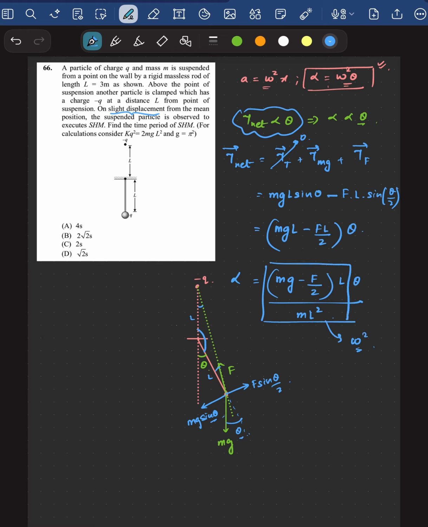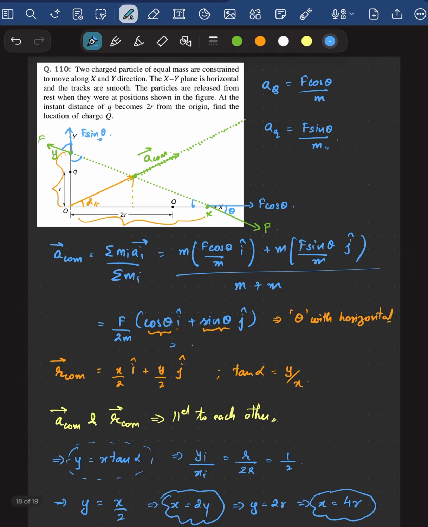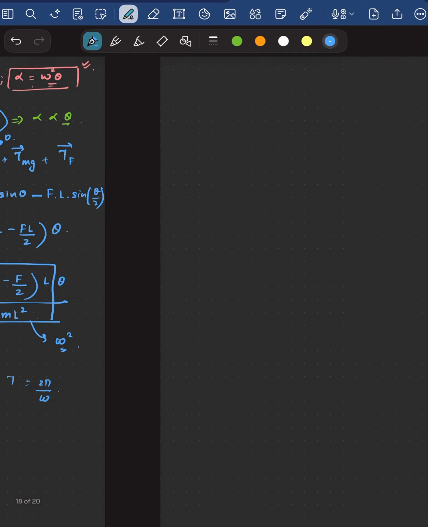Now we need to calculate what omega squared is, and from that we can get the time period. Time period will be equal to 2 pi by omega. Performing the calculation, omega squared in this case was equal to mg minus F by 2, divided by mL squared, into L. So one L gets cancelled, and this becomes mg minus F by 2 divided by mL. So this is our omega squared value.